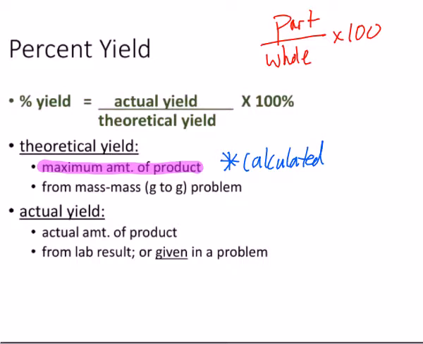All right. So guys, this one, you will have to calculate the theoretical yield. We've been doing this all along. It's a gram-to-gram problem. Nothing new there for the theoretical yield. We've done that. Now, the actual yield, that's a little bit different. This is the actual amount of product that is formed, guys. It's from a lab result.